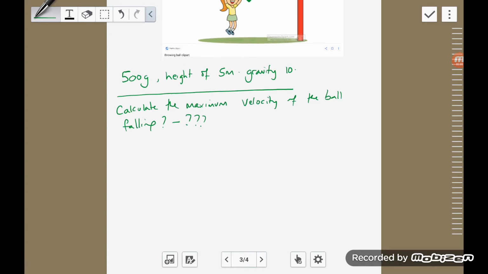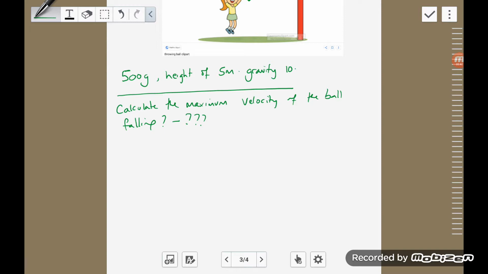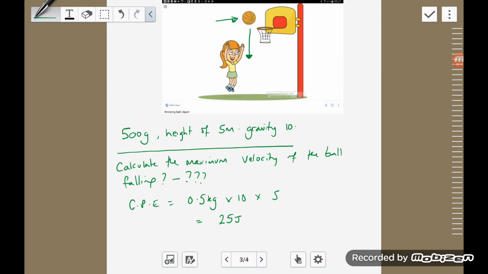So let's just work through this. We've got a 500 gram ball, a height of 5 meters, gravity's 10. So we can work out the gravitational potential energy of the ball at that height to be 0.5 kilograms, 500 grams, times 10, times 5, which is 25 joules, okay? So, use your calculator all the time just to make sure that you're right. There we've got 25 joules. Now that is the maximum energy that ball's got.